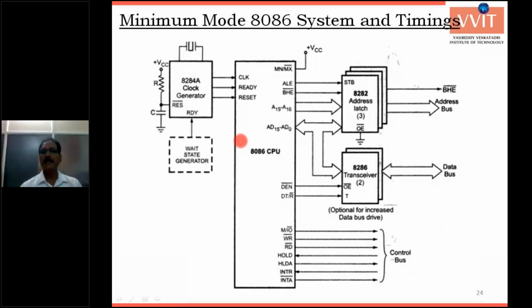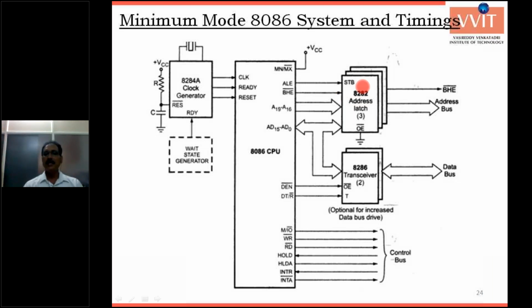The 8086 is connected to the 8282 address latches. There are 3 latches. Every latch is synced by 8 address lines. In 8086, there are 20 address lines. Each 8282 serves 8 address lines, so 3 8282 latches are required, which are indicated as address latches. They are simple tri-state gates. Now this is the 8282 address latch.